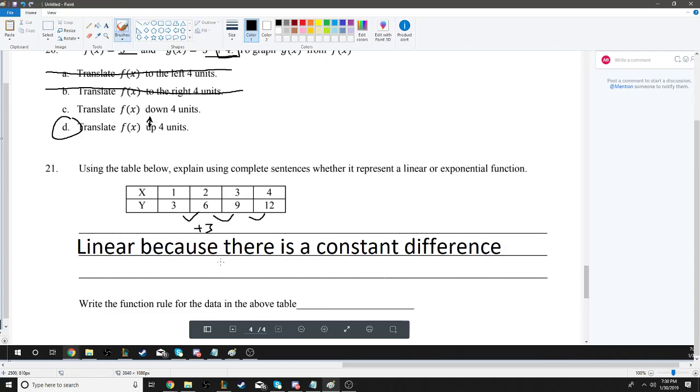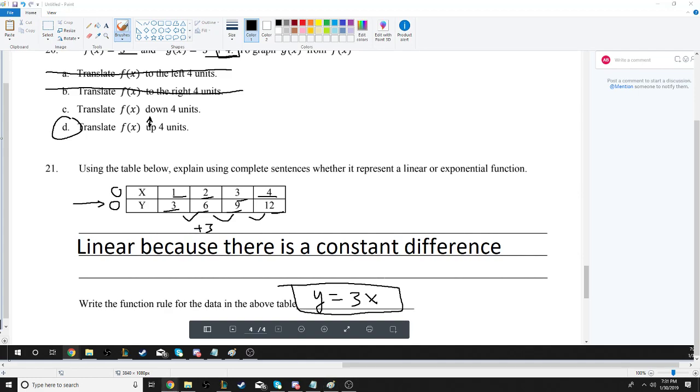And write the function rule. So this is y equals, our common difference is 3, so it's 3x. And when you work your way backwards, for 3, 2, 1, that should be 0. 12, 9, 6, 3, that's 0. Since the number when x is 0 is 0, this is just your final answer for the equation.